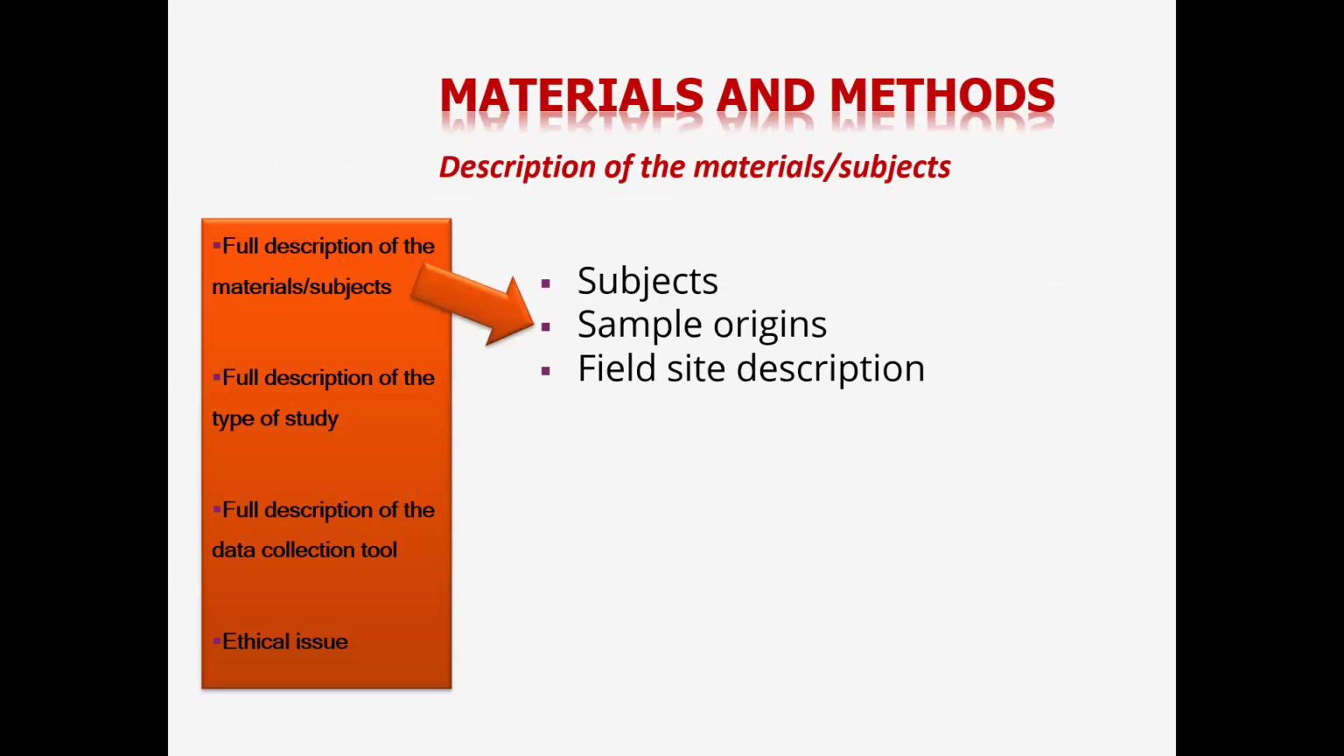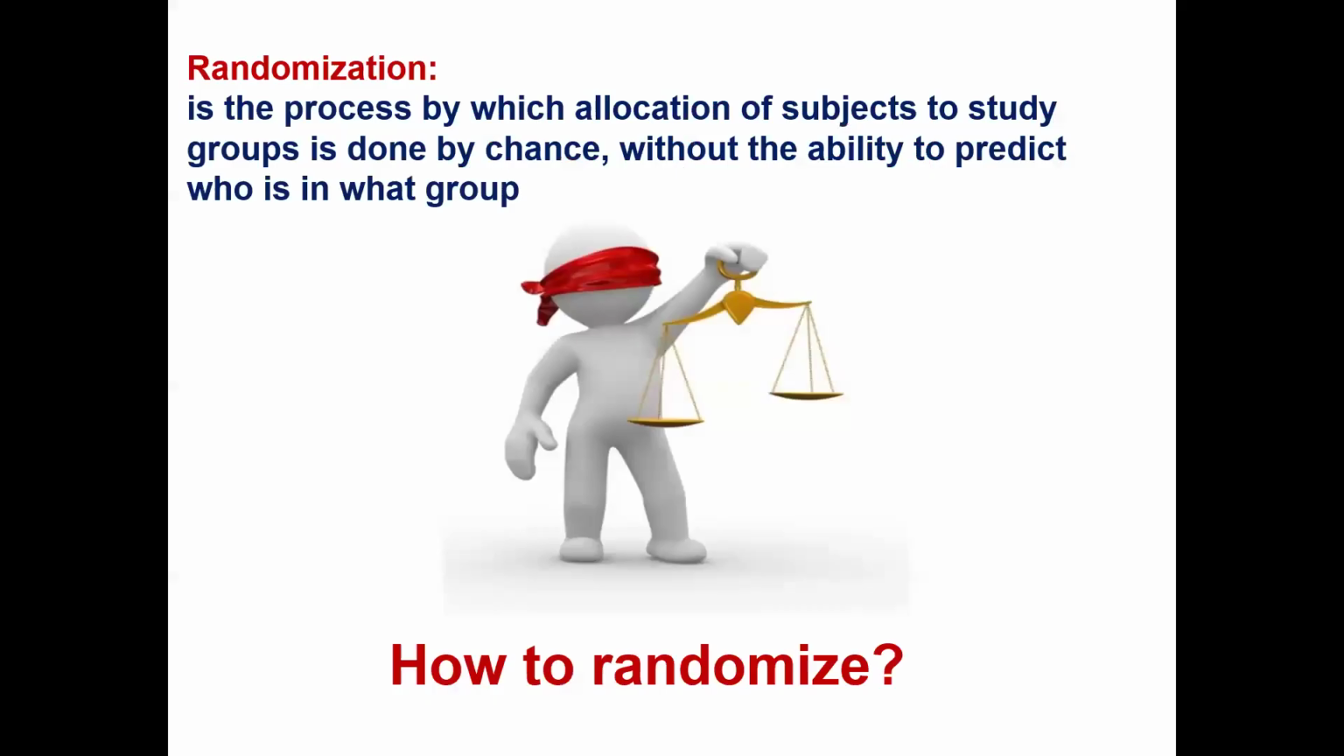So the first part of the material and method, we have to highlight the sample origin, the sample size, and the field of the study. So this is number 1.